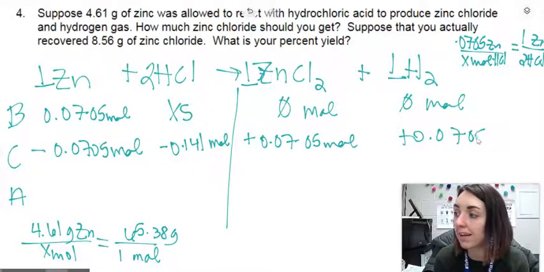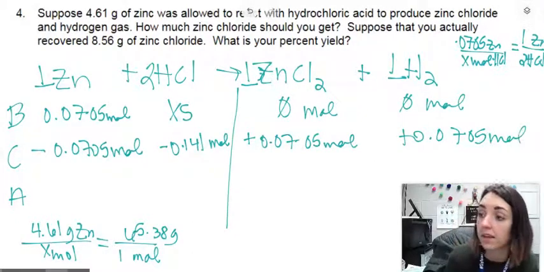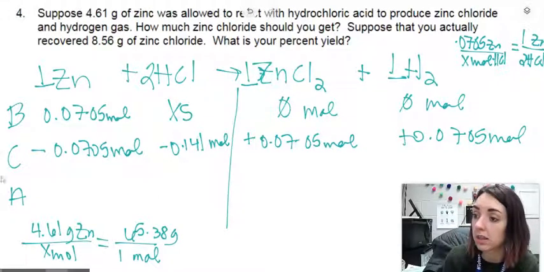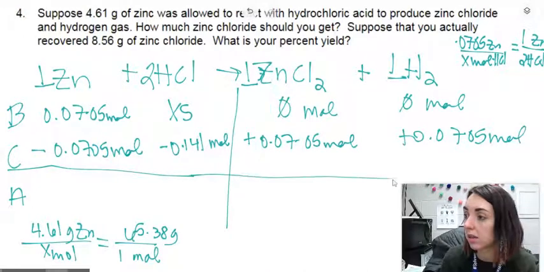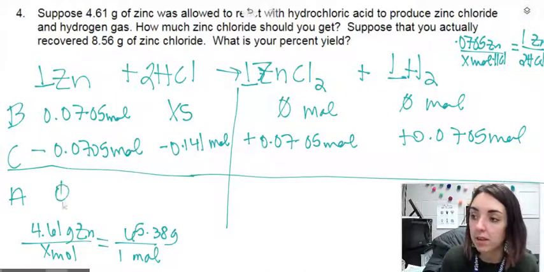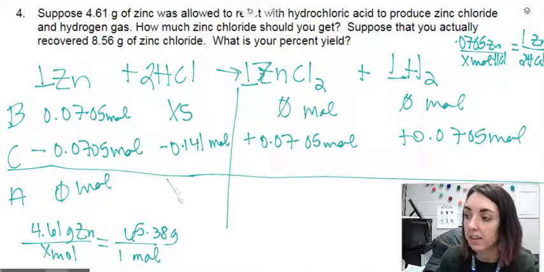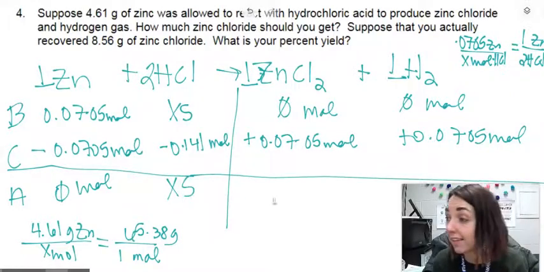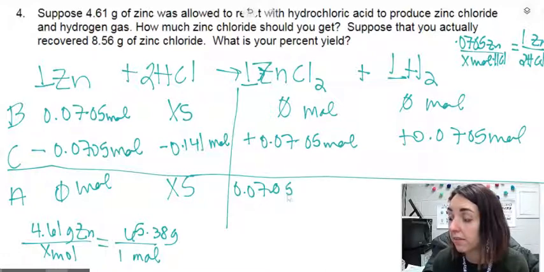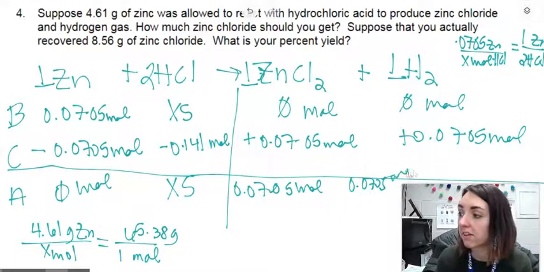And of course it's plus because we're adding product as we make it. Then I do my easy math. I have 0 zinc left. I still have excess hydrochloric acid. And I have 0.705 moles of zinc chloride and 0.705 moles of hydrogen gas.